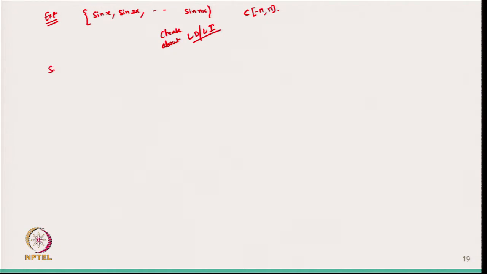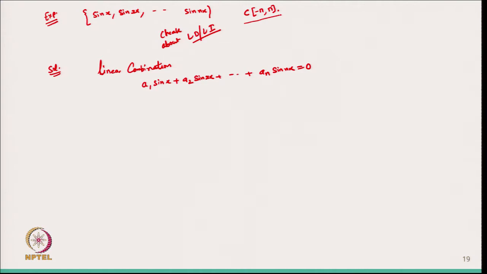So, in this case, for checking whether they are linearly dependent or independent, I will take the linear combination. Let us take a1 sin x plus a2 sin 2x up to an sin nx equal to 0, where 0 is the zero function defined in this interval.